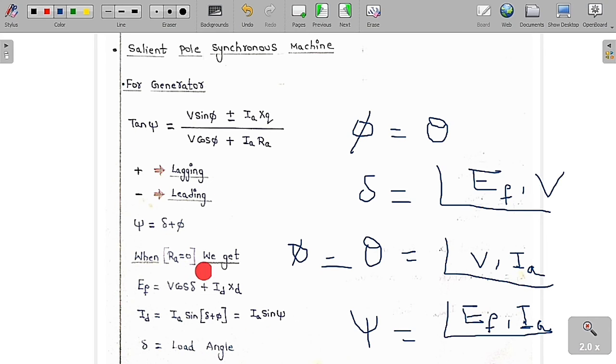So whenever Ra is equal to 0, we get Ef is equal to V cos delta plus Id into Xd. Id is equal to Ia into sin of (delta plus phi), which is Ia into sin psi, and delta is called the load angle.